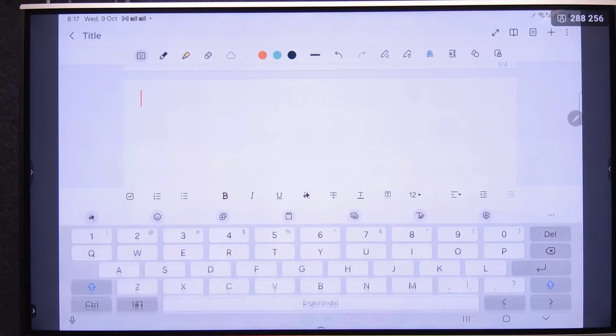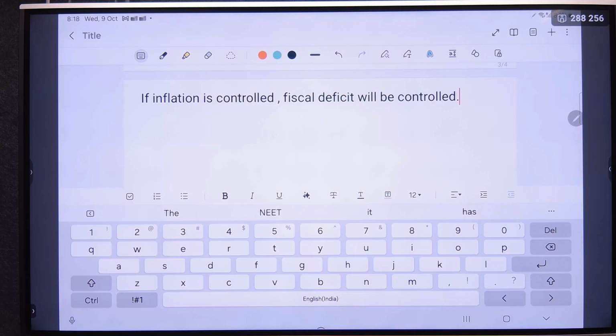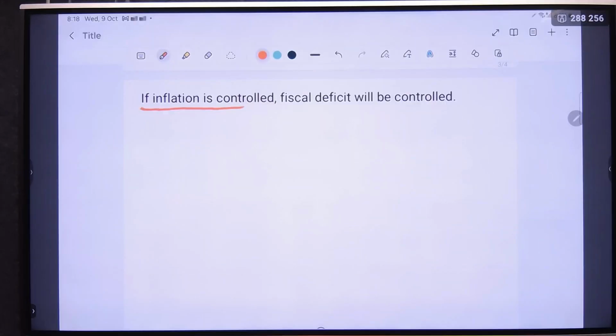So let me type it out for you by my voice command, and we will see whether it takes every word correctly. If inflation is controlled, fiscal deficit will be controlled. Okay, wonderful. It has done its job quite nicely, so I don't have to make any corrections over here. So if we name the first part of the sentence P, and name fiscal deficit will be controlled Q, we will see certain conditions.